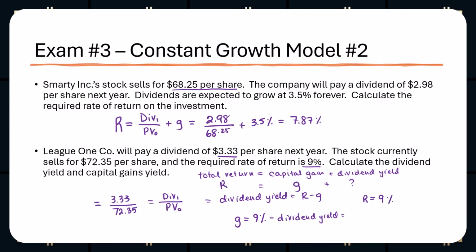Okay, again, our dividend yield was 4.603%, and our capital gain, if you want to think of it like that, because that's what it is, or dividend growth rate, is equal to 4.397%.